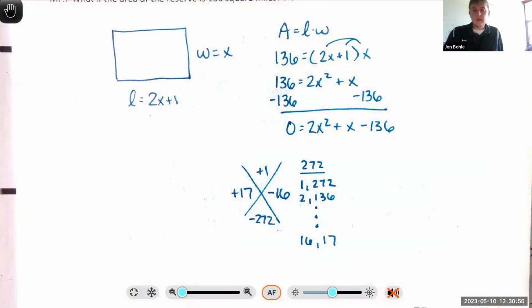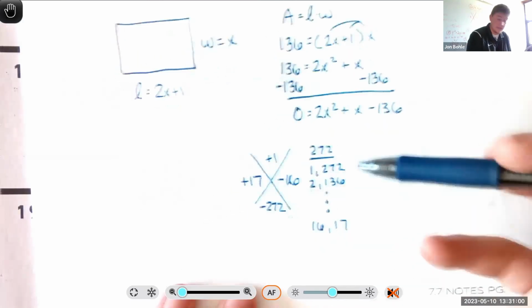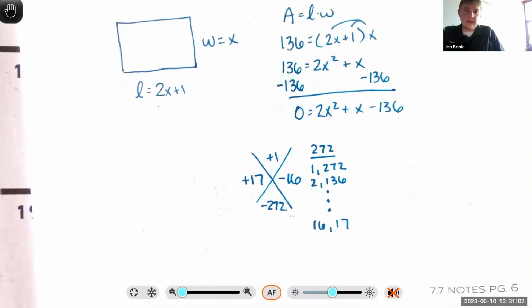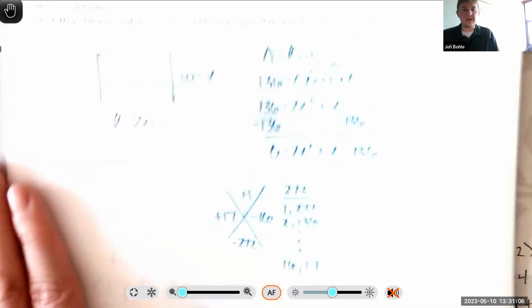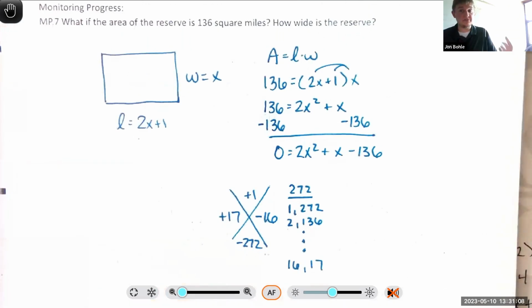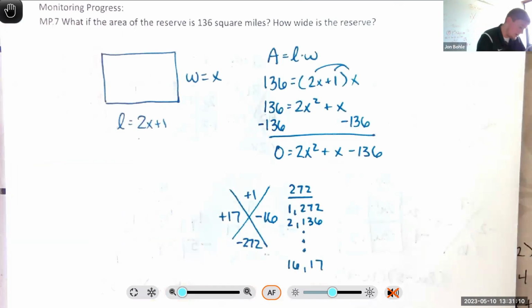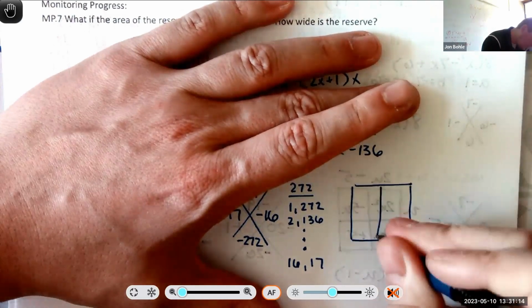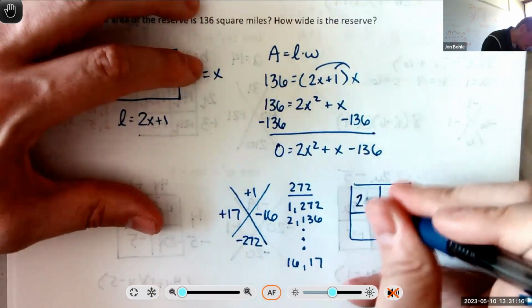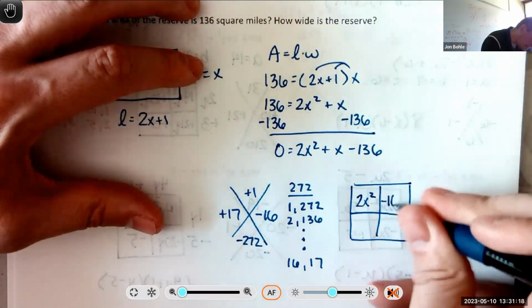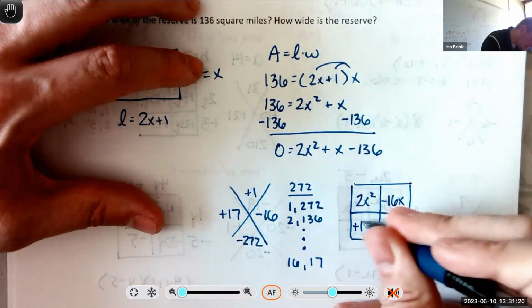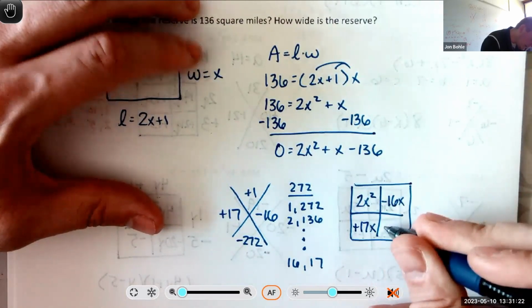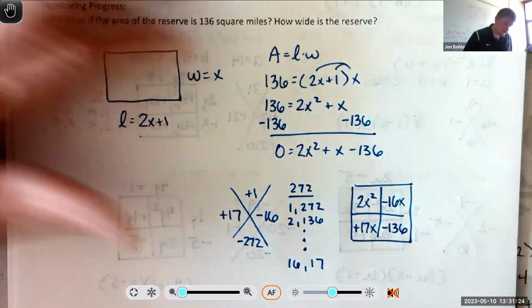Okay, so again, it helps when you're good with your facts, but I just demonstrate what exactly you can do one by one until you find that combination. If you're not as good with your facts, which happens from time to time, at least you have the problem solving skills to figure it out. So now I can set my box up. So here we're going to have a 2x squared, negative 16x, positive 17x, and negative 136.